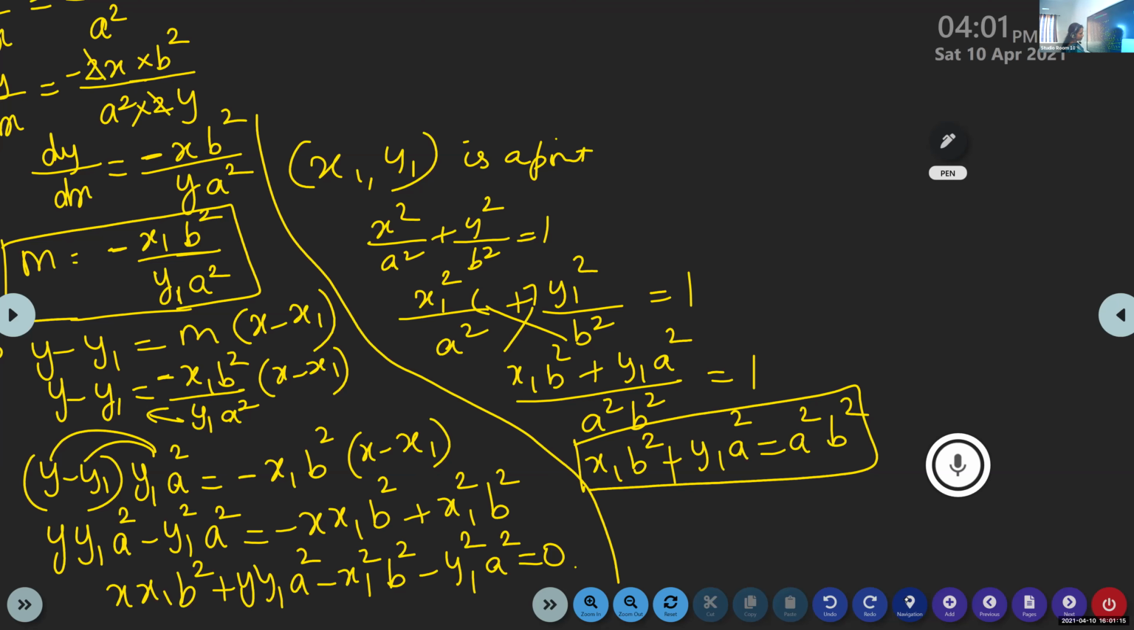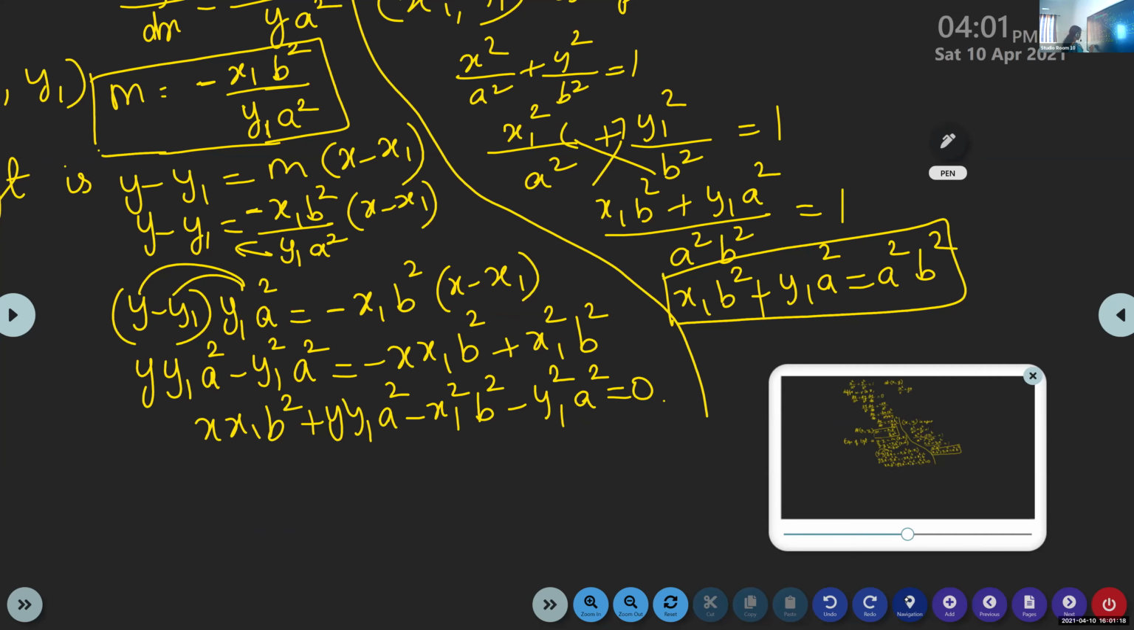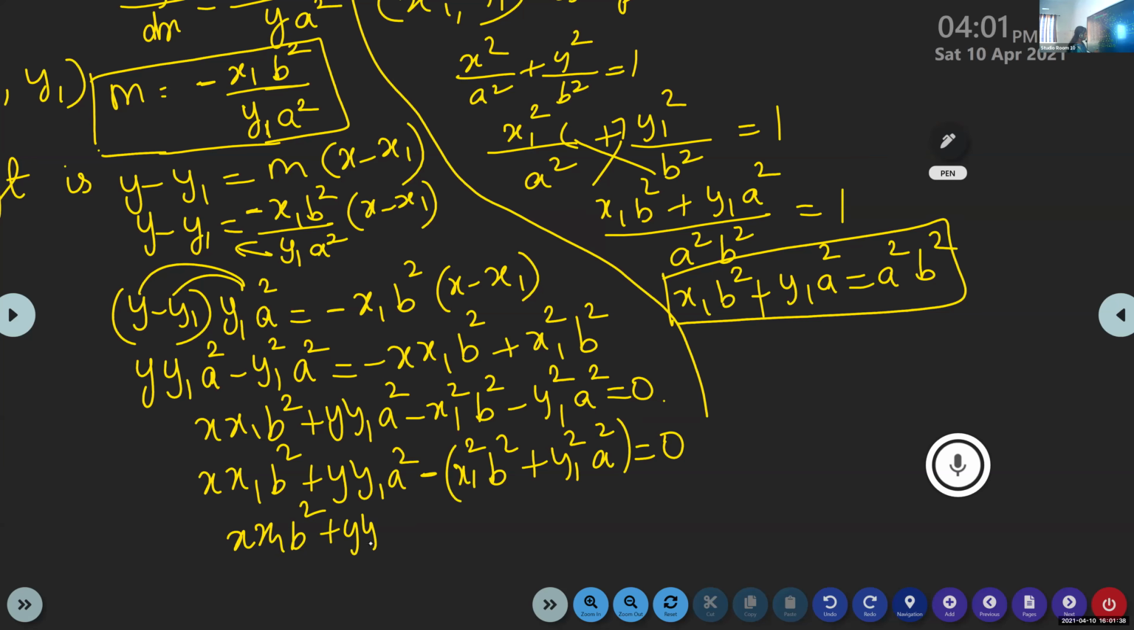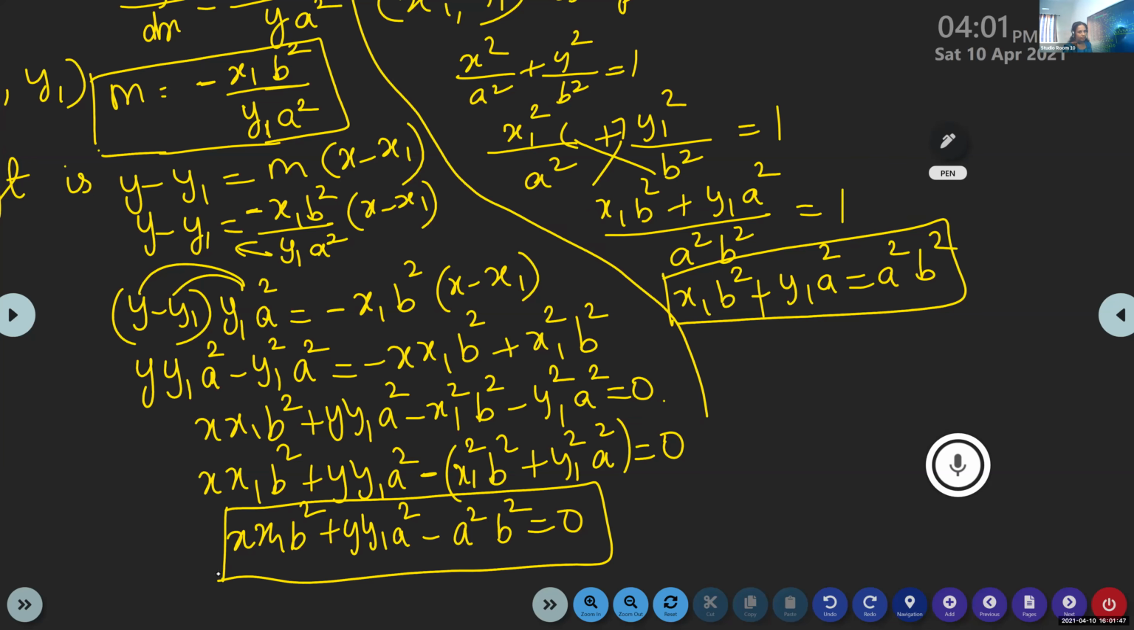Now look at the equation of the tangent. In the last step, we can rewrite the terms. We can take negative from the last two terms as common. So we'll get x1 b square plus y1 a square minus x1 square b square plus y1 square a square is 0. But what is x1 square b square plus y1 square a square? We'll get a square b square is 0. This is the equation of the tangent.